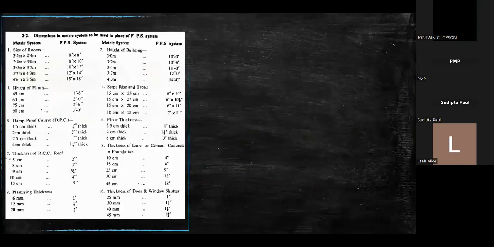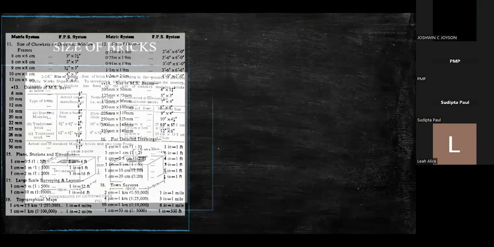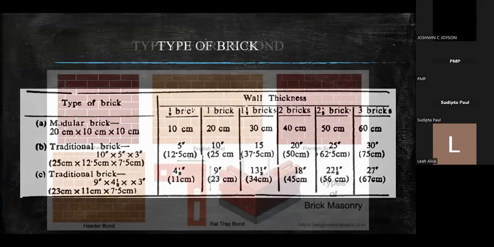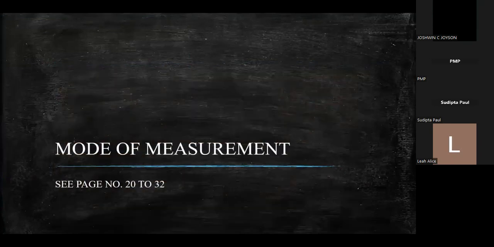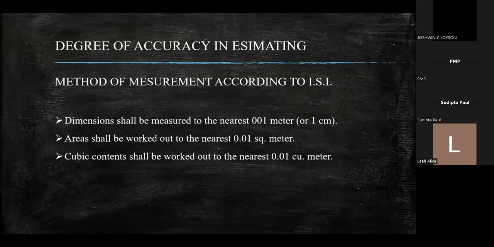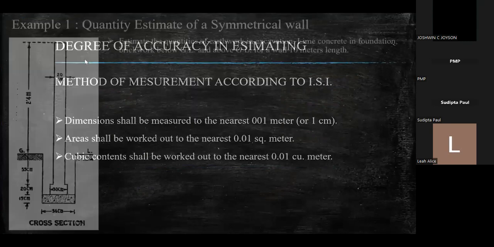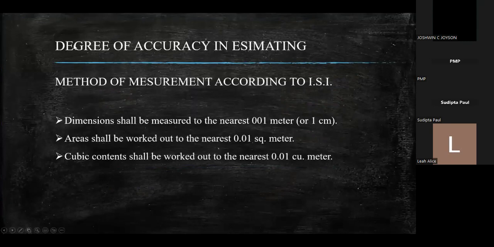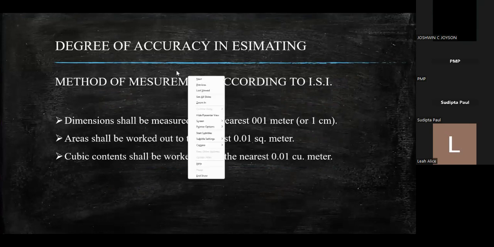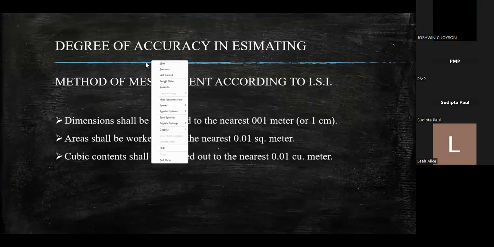So we discussed metric systems, the size of bricks, types of brick walls, and types of brick bonds. We also discussed the modes of measurement of any of the systems. Now comes the question: what is the degree of accuracy? How would you understand the degree of accuracy? Let me tell you.